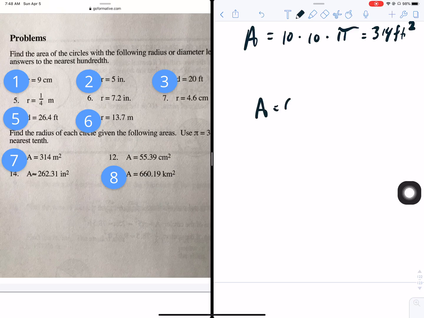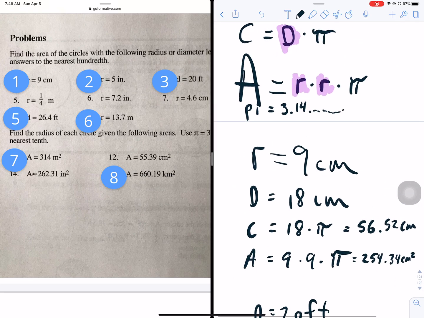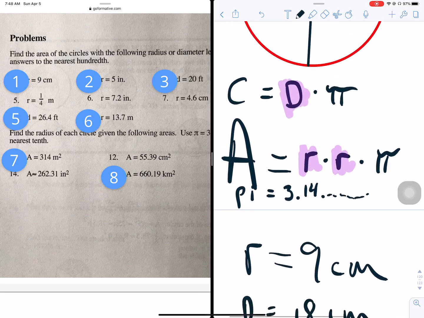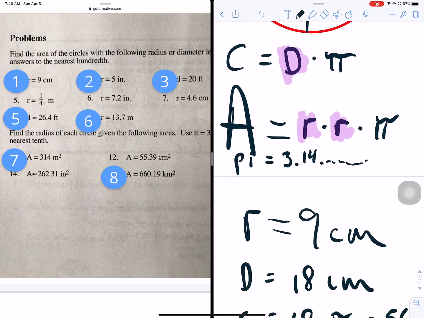Area is 660.9 kilometers squared. I need to know what the radius is, the diameter, circumference. How do I get area? Go back to the equation. How do I get area? I take the radius, I times it by itself, and then I times it by pi. So if I'm working backwards, just do the reverse order, okay? So instead of radius times pi, take your area and divide it by pi first, okay?